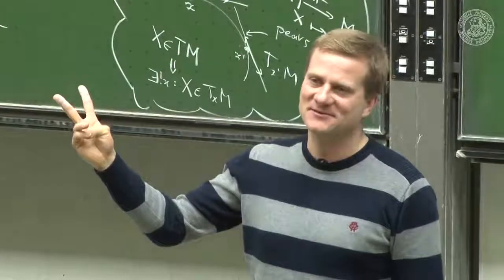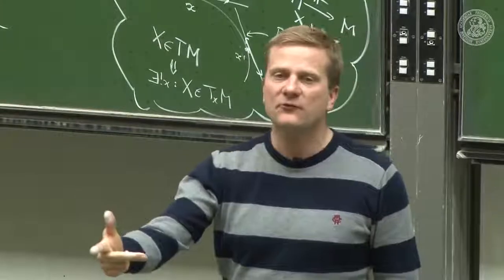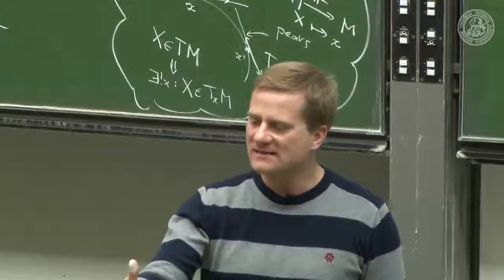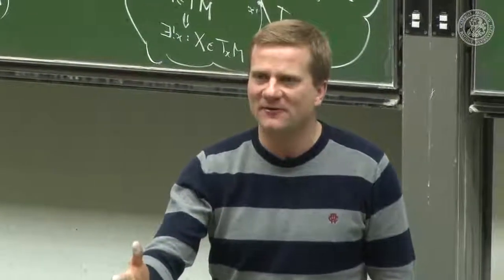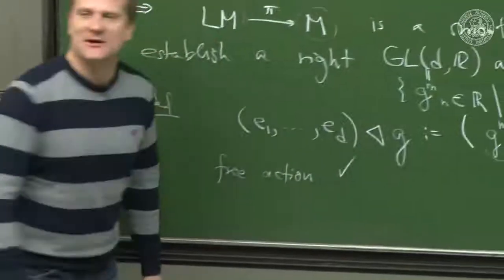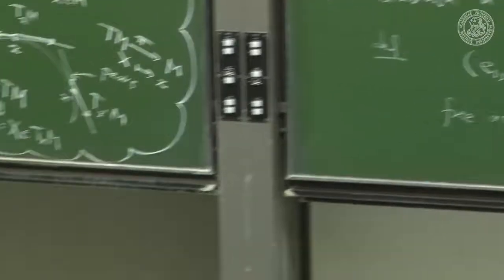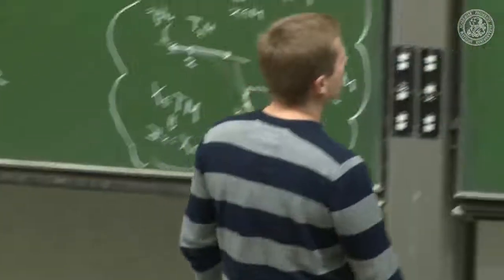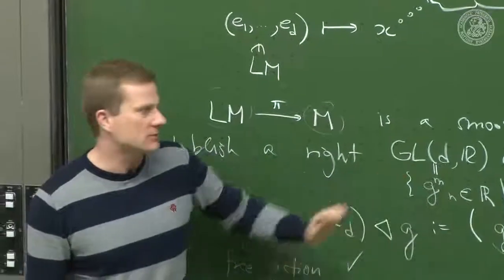Well, in 3 dimensions it gets trickier. But if you have an entire frame, there's nothing you can do to keep every vector of the frame invariant. Hence, this is a free action. Well, that's now the intuitive argument, but obviously you can make this into a formal proof. So what we did, we could establish on this frame bundle a right GLD action.